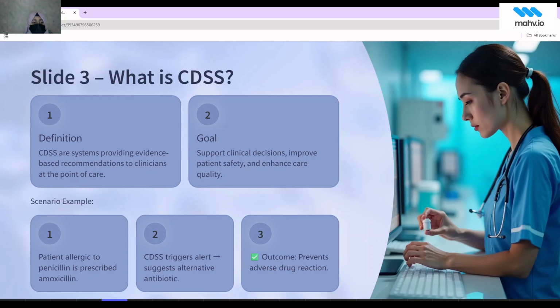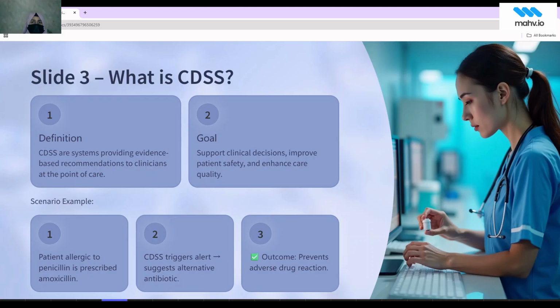Scenario example: a patient allergic to penicillin is prescribed amoxicillin. CDS triggers the alert, suggests an alternative antibiotic, and the outcome is that it prevents the adverse drug reaction.